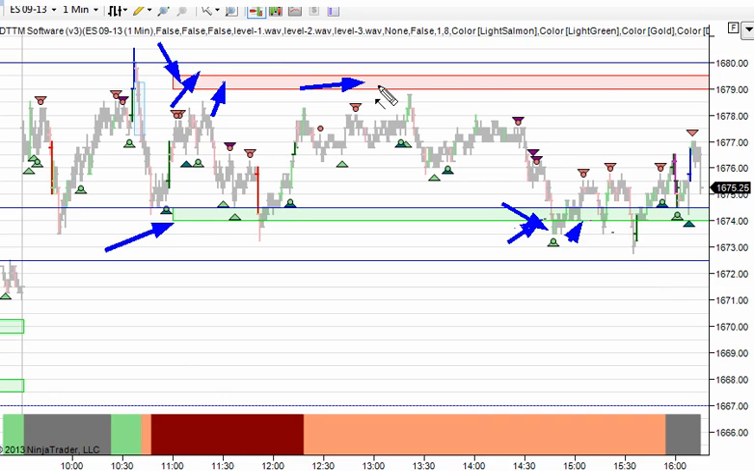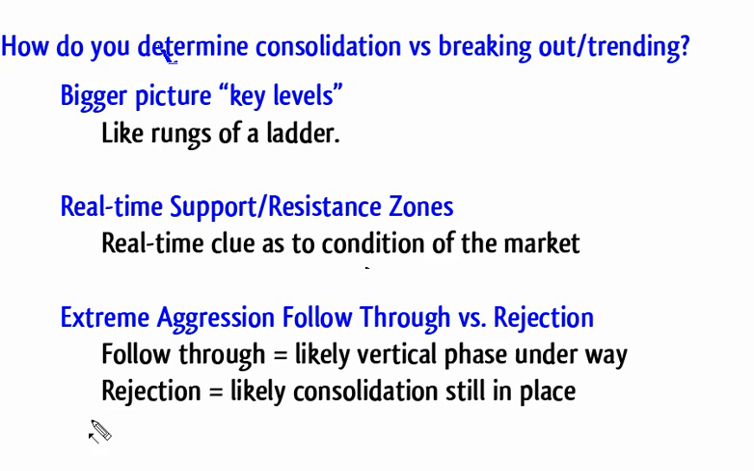Okay, so instead of being in consolidation, shorter term in the real time, this is another clue that's giving you an idea of what the market's doing. Is it in more of a consolidation phase, or is it in more of a vertical phase? Okay, so that's kind of the second way that we go about doing it. Okay, and now a third way to kind of determine if the market's likely to be in consolidation versus if it's likely to be in a vertical phase is by looking at what we call extreme buying and selling aggression bars and asking ourselves, is there follow-through or is there rejection?